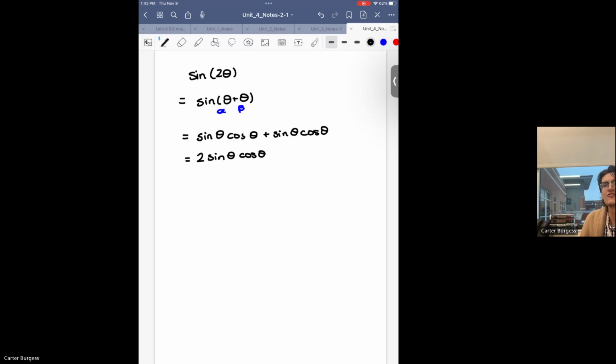So it's just a very, very corner case, edge case of our sum identity, but the alpha and beta are the same angle. It's multiplication, so it hits both the sine and the cosine. It doesn't distribute, but it does hit both.